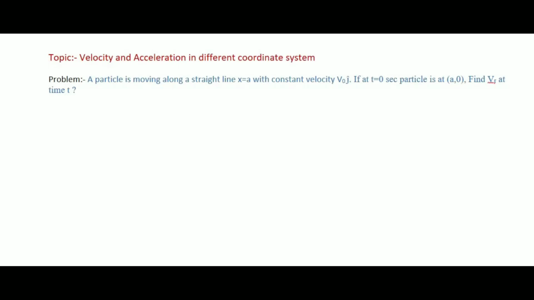So this is the problem: a particle is moving along a straight line x is equal to a with constant velocity v naught j cap. If at time t is equal to 0 seconds, the particle is at (a, 0), find v_r at time t. At any time t, find the radial velocity.